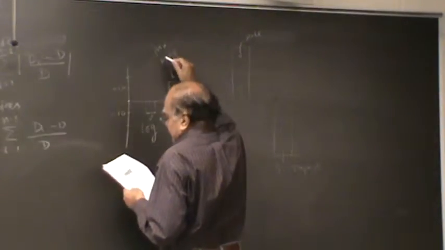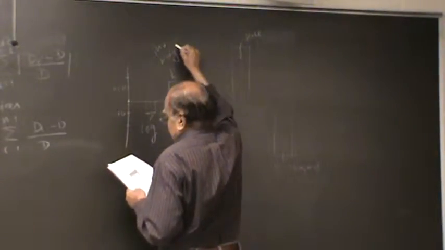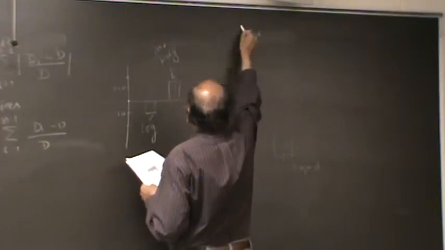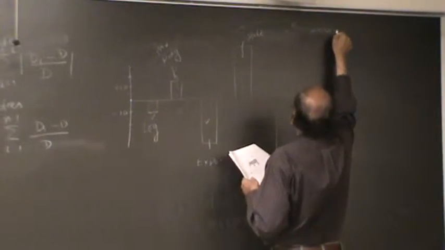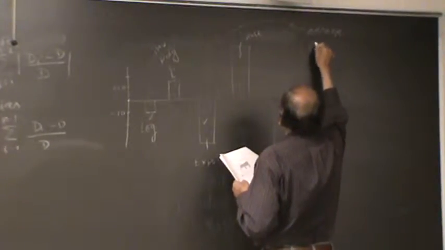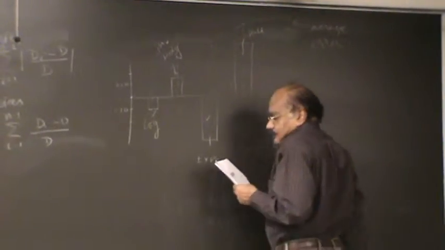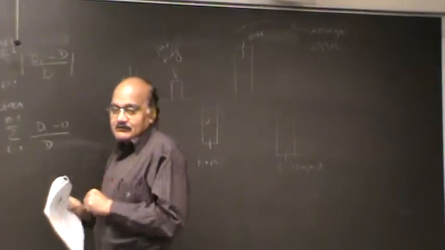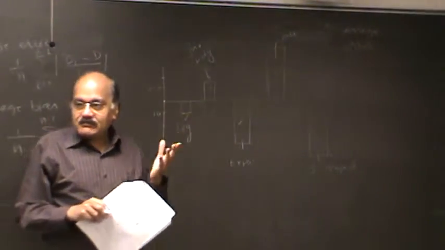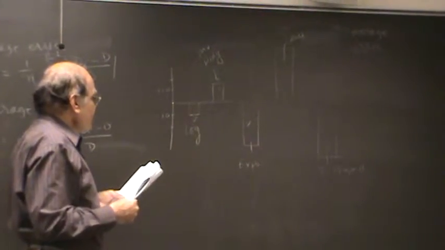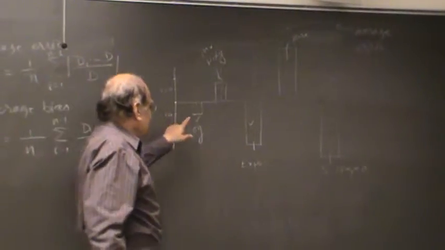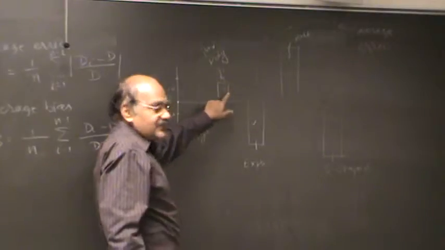So the plot for average error sort of looks like this. So this is average error. Remember that in average error we remove the sign, so everything looks positive. Okay, this has a negative bias and this has a positive bias.